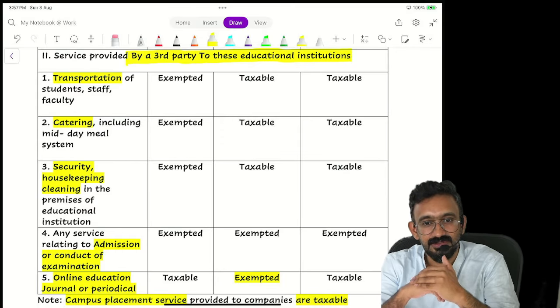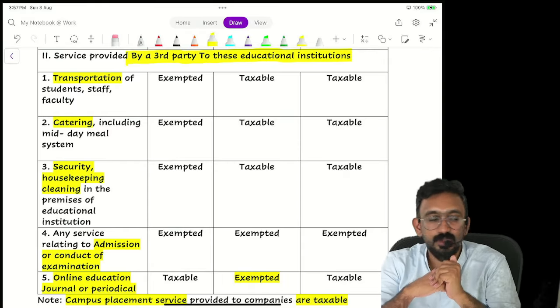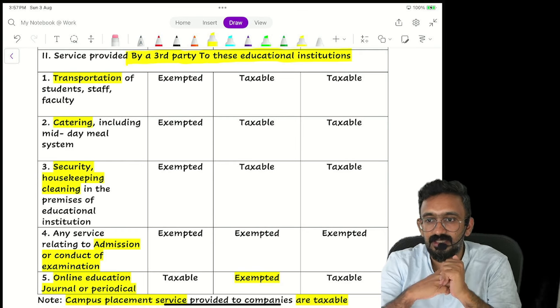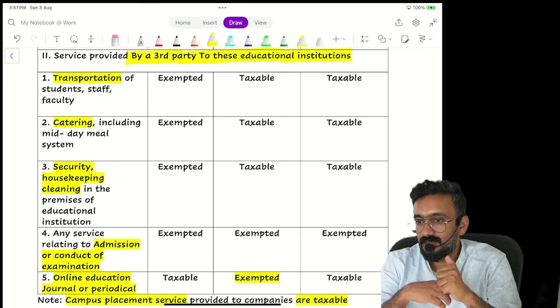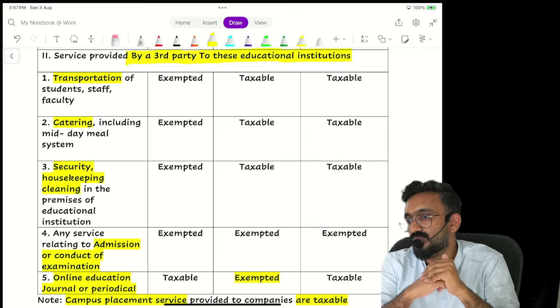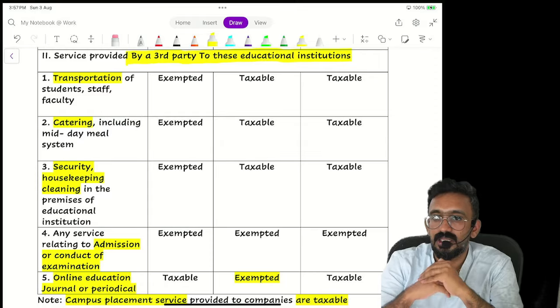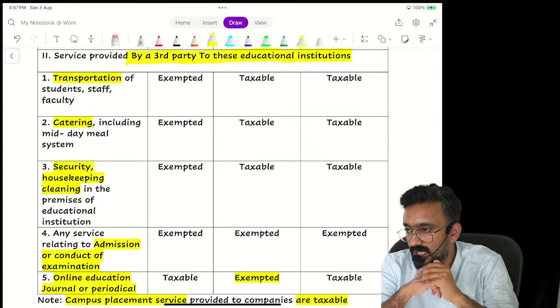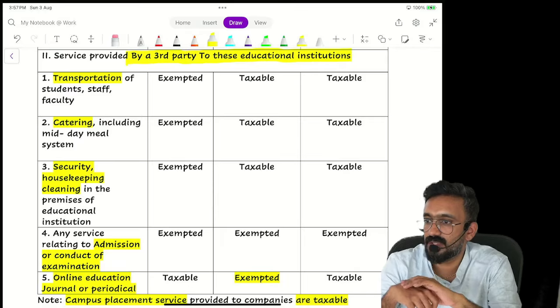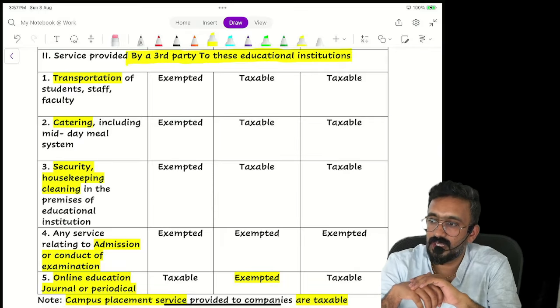Clear? Okay. Then third one, security, housekeeping, cleaning in the premises, underline the word premises there, of educational institution. This is also exempt if it is provided to first category. What's the meaning of this? Don Bosco school has huge premises. They needed to have security, housekeeping, cleaning, etc. I'm giving a 5 lakh bill and doing it for Don Bosco school. Would it be taxable or exempt? Exempt.